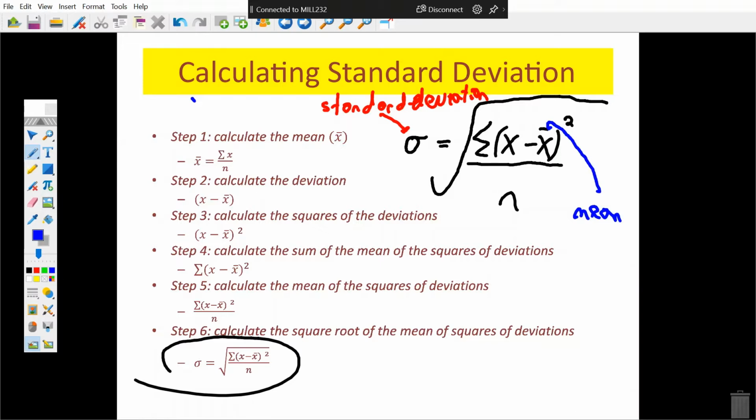Step four, we're going to add them all up. This guy right here means the sum. So that's like calculating the sum of the squares of deviations. Now again, I know that sounds complicated. Once you can see it on a chart, it's not that bad. Then we're going to divide it by n, and the last step we're going to square root. So, don't freak out just yet. Give yourself a minute here. Let's try one with an actual example where you can see how it works.